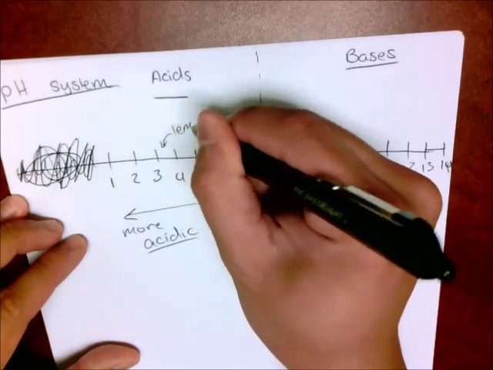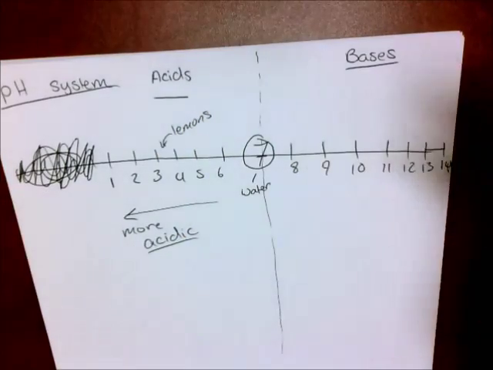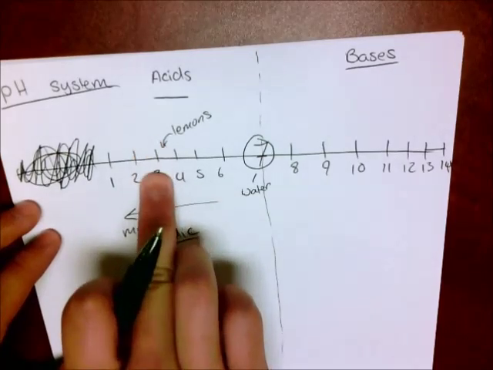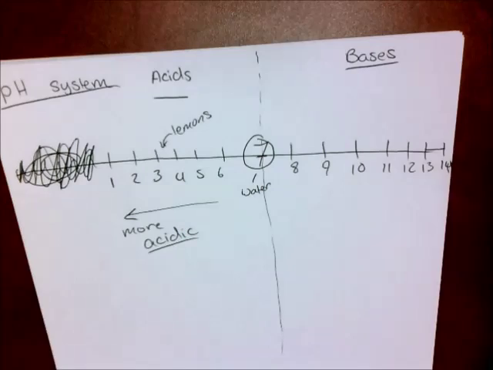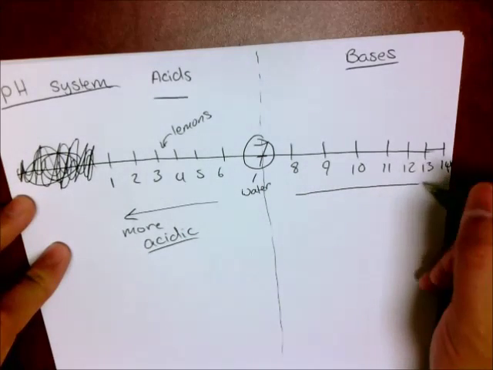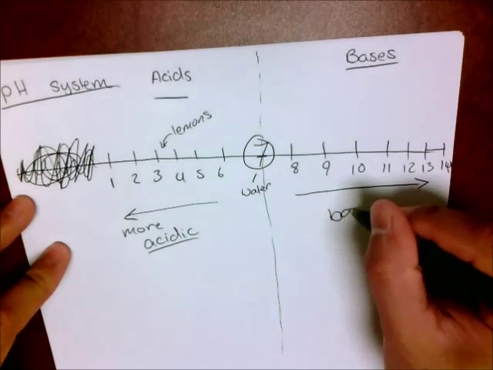This is like lemons. So lemons are somewhere in the middle of the acid scale. They're pretty strong, but it's not like they're going to burn your skin strong, like way over here. All right? So that is acids. And then bases, as you get higher, they get more basic.